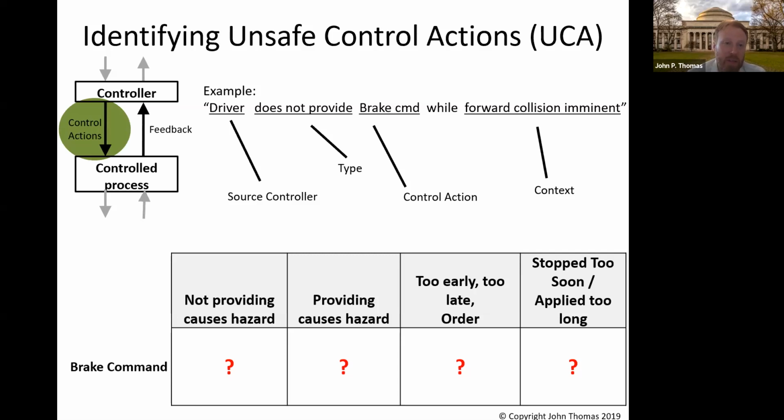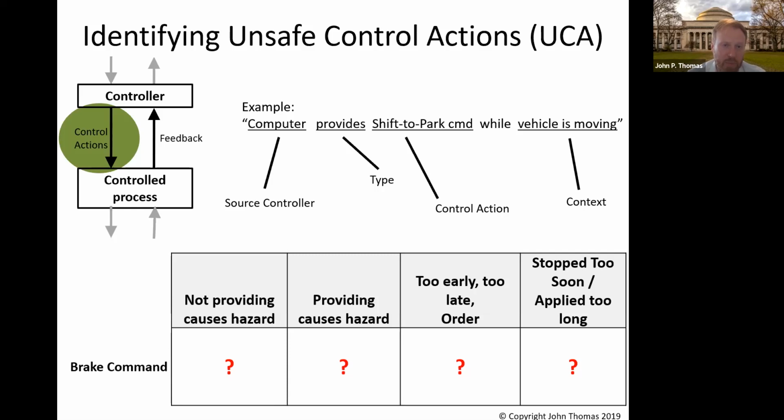If I told you the driver this morning did not provide the brake command at 8:30 a.m., is that safe or not? We don't have the information we need to figure that out. I mean, maybe the car was sitting parked in a parking lot and it doesn't matter if you don't provide the brake command, or maybe you were approaching a red light. So the context is what makes the command safe or unsafe. Safety always depends on the context, and this is where we roll that into STPA. In fact, when you do this in STPA, those first 3 ingredients are going to be generated for you by the process. Your real job is to identify what's the context that makes this unsafe.